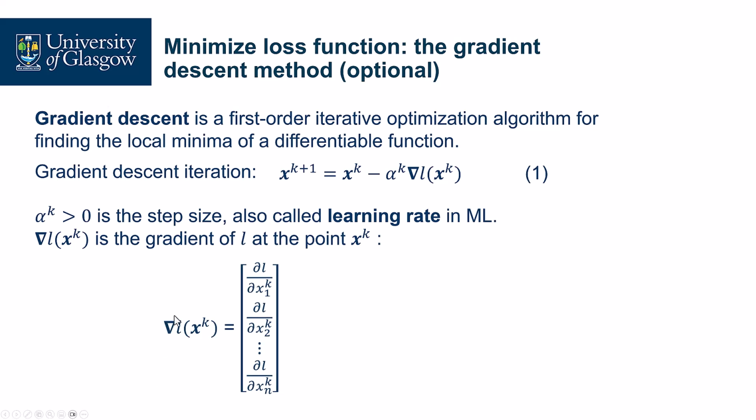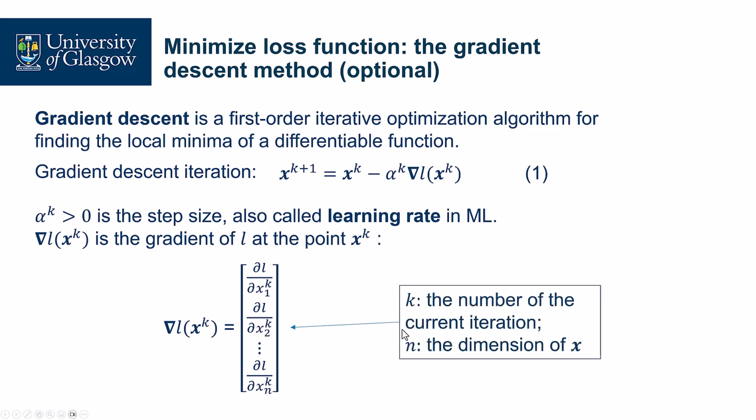If we write it in detail, it is this. We can see the gradient of L at x_k consists of the partial derivatives of L with respect to x1, x2, till xn. Here k is the number of the current iteration, and n is the dimension of x. This is how the gradient descent iteration goes. The learning rate we can give a value, so this is a scalar. And how to calculate the gradient becomes the center.